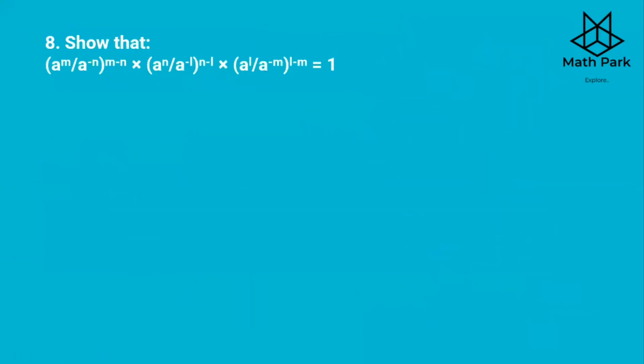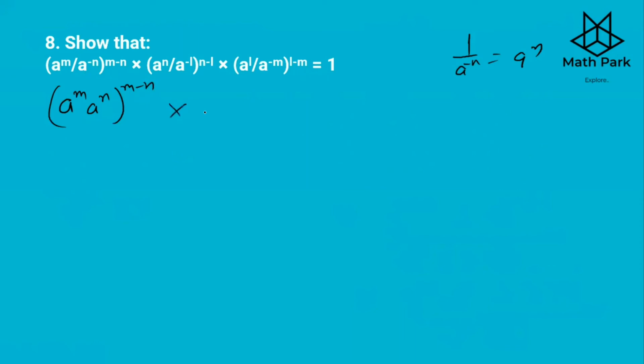Show that a raised to m upon a raised to minus n, the whole raised to m minus n, into a raised to n upon a raised to minus l, raised to n minus l. This all we have to show as 1. Okay. Now, this is easy. What we will do? 1 upon a raised to m minus n is going to be a raised to n. So, this becomes a raised to m into a raised to n, this all raised to m minus n.